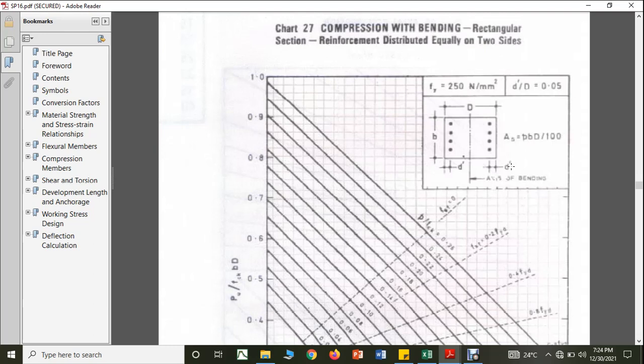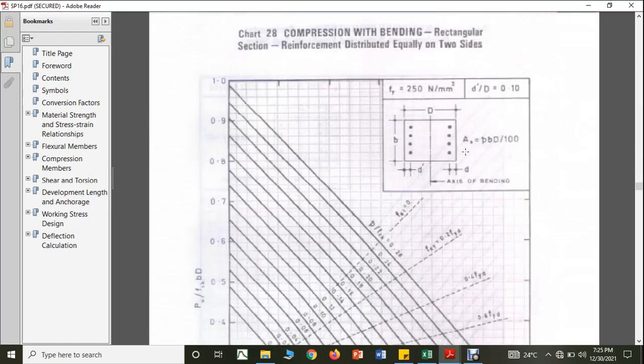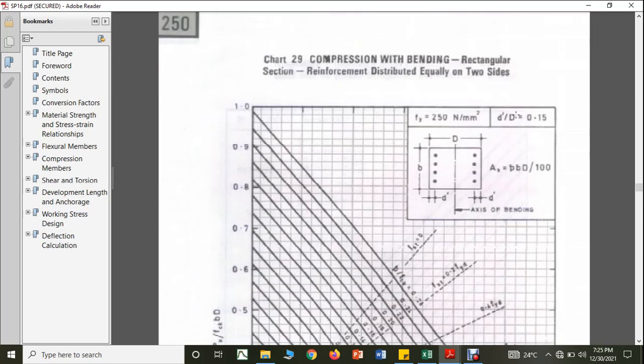Then the third criteria is based on your grade of steel that you are going to use, whether Fy is equal to 250 or 415 or 500. That is the third criteria. And the fourth criteria is based on your d dash by d value. Now you can see this chart is for Fe250, d dash by d 0.05, and rectangular column with reinforcement on two sides. Same Fe250, but d dash by d becomes 0.1, rectangular, two sides. Then d dash by d changes.